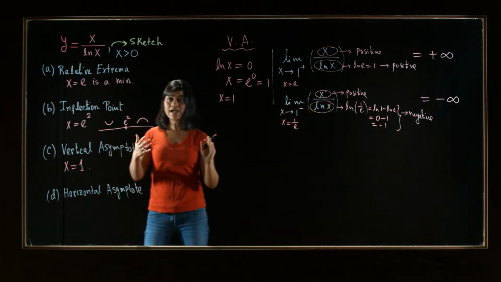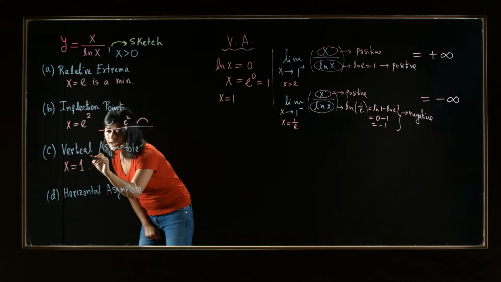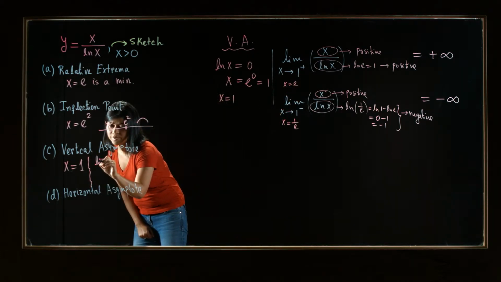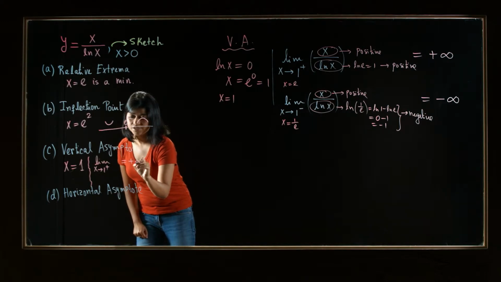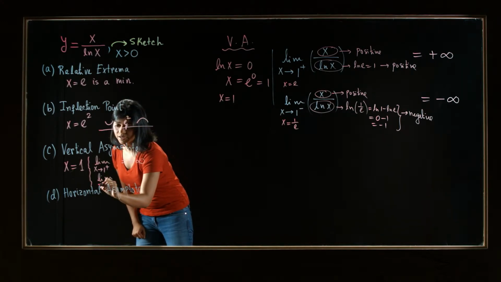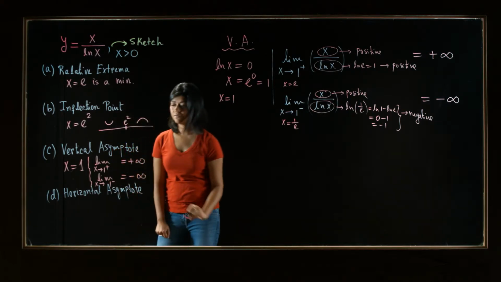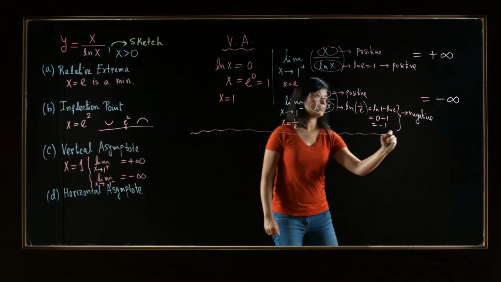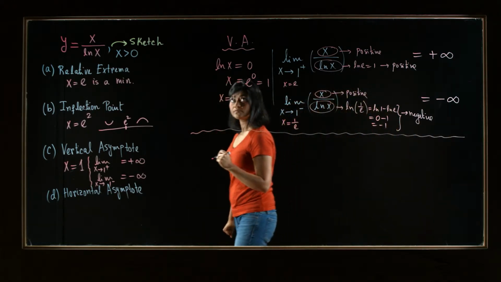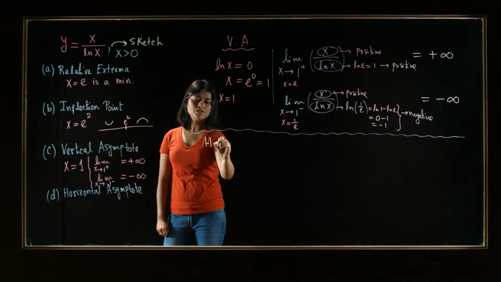Okay, so when we graph, we need this information to graph it. So let's write that down here as well. The limit as x approaches 1 from the right is going to be positive infinity, and the limit as x approaches 1 from the left is going to be negative infinity. So that's the information we need about the vertical asymptote. Finally, let's talk about horizontal asymptotes, if there are any.